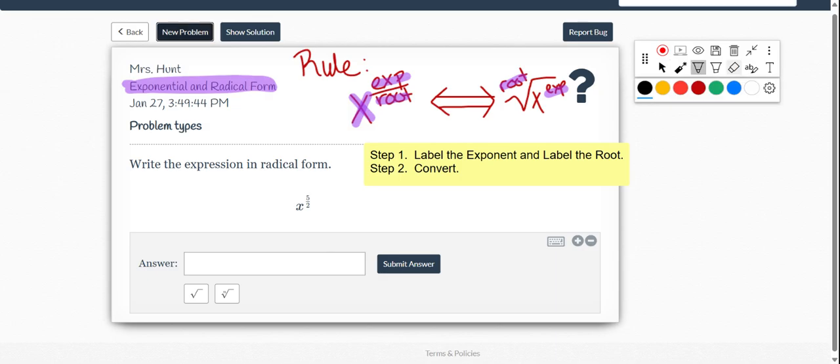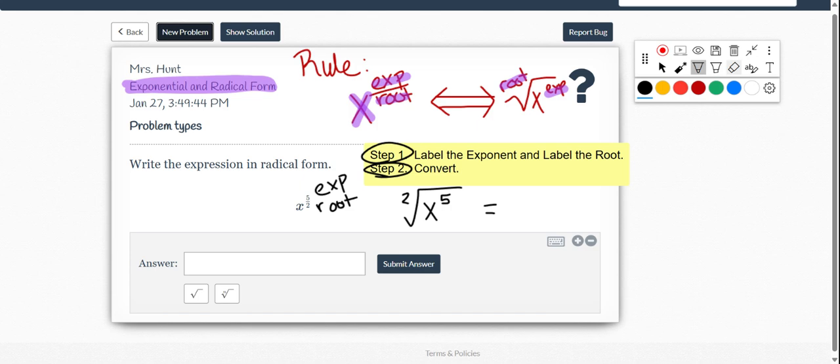All right, last example. In this one, we're going to do step 1, label exponent and root. We need to go to radical form, so I'm going to draw a radical. Our base is x. The exponent is 5, that goes in that position. And here, the root is 2. This is another case where you don't need to write a certain number because it's implied.